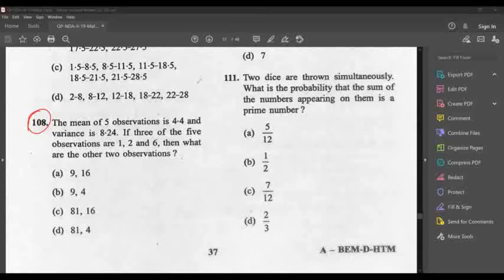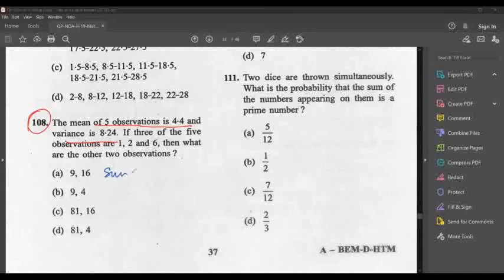Okay. Have you got the answer? Please comment your answers once you get it. Shall we see how to do this? Mean of 5 observations is 4.4 and variance is 8.24. Okay, mean is 4.4. So what do you mean by mean?